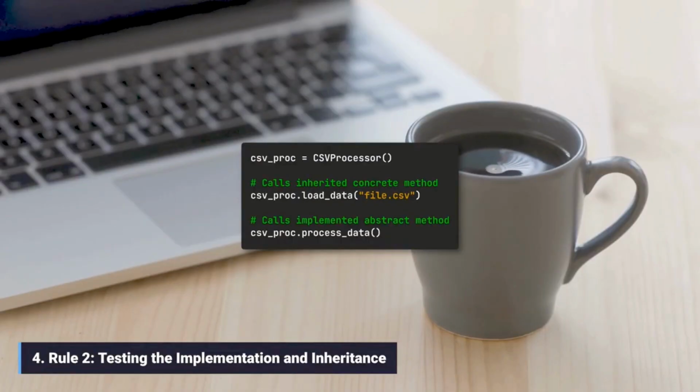4. Rule 2. Testing the implementation and inheritance. We can successfully create an object of CSVProcessor. This object has both the inherited load_data method from the parent and its own specialized process_data method. This shows how abstract classes ensure a common structure while allowing for specialized implementation.